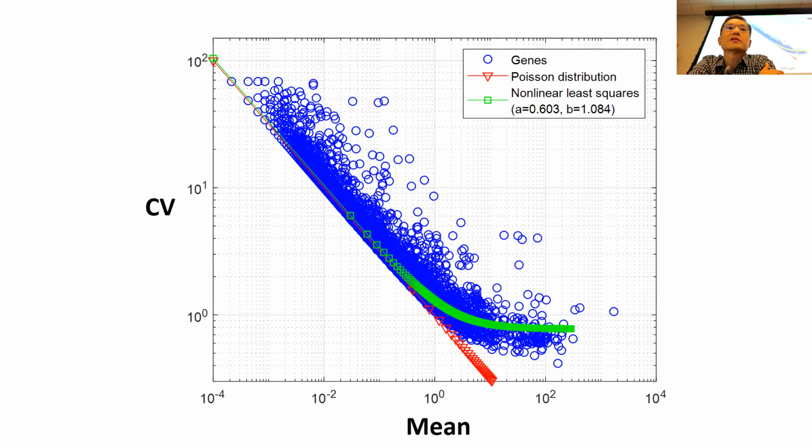That indicates that for almost all the genes, the dispersion level is higher than expected by Poisson distribution. If it's purely Poisson, then those genes should be on this red line here. But if you are above the red line, it means your variability is higher than expected by only the Poisson distribution. Okay, so those variabilities are introduced by the biology itself. It's not technical noise.